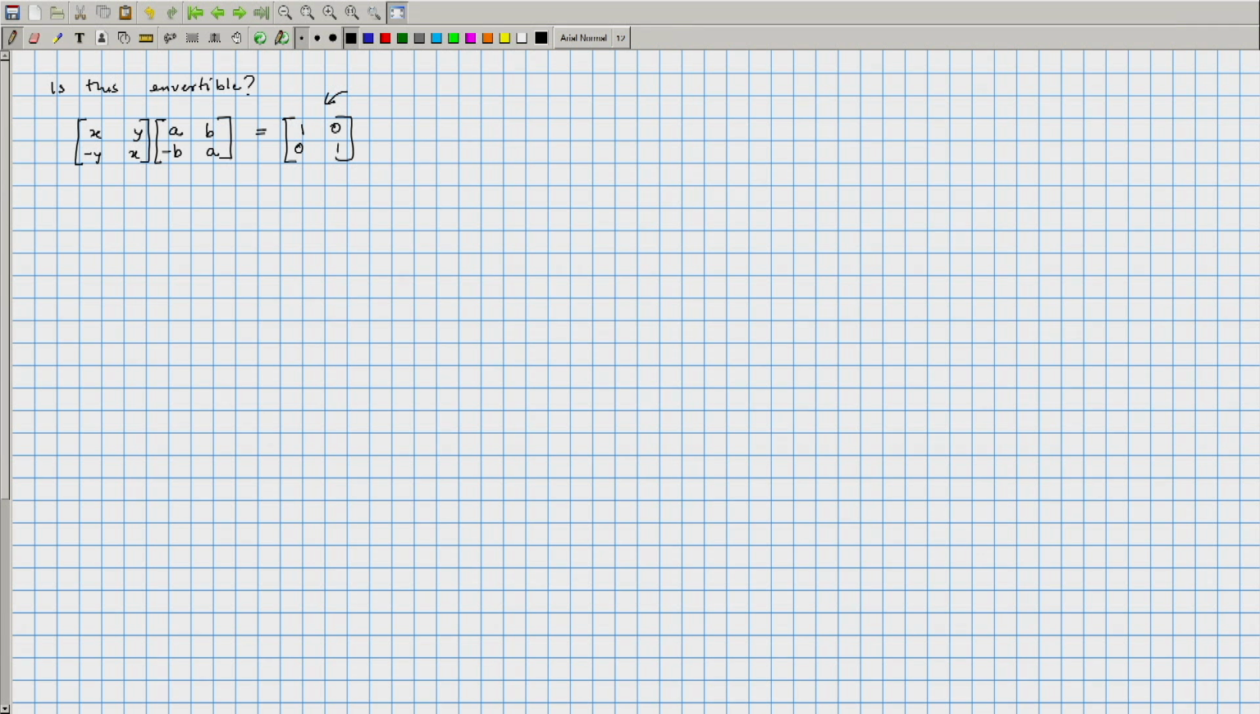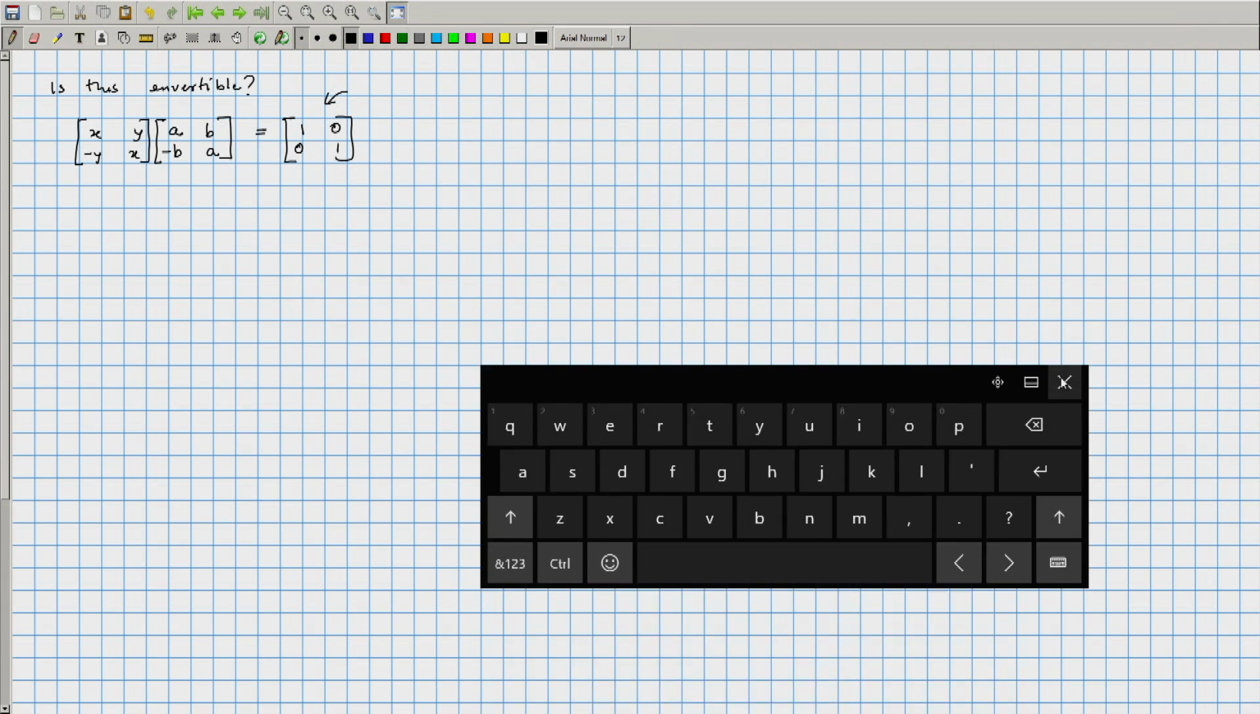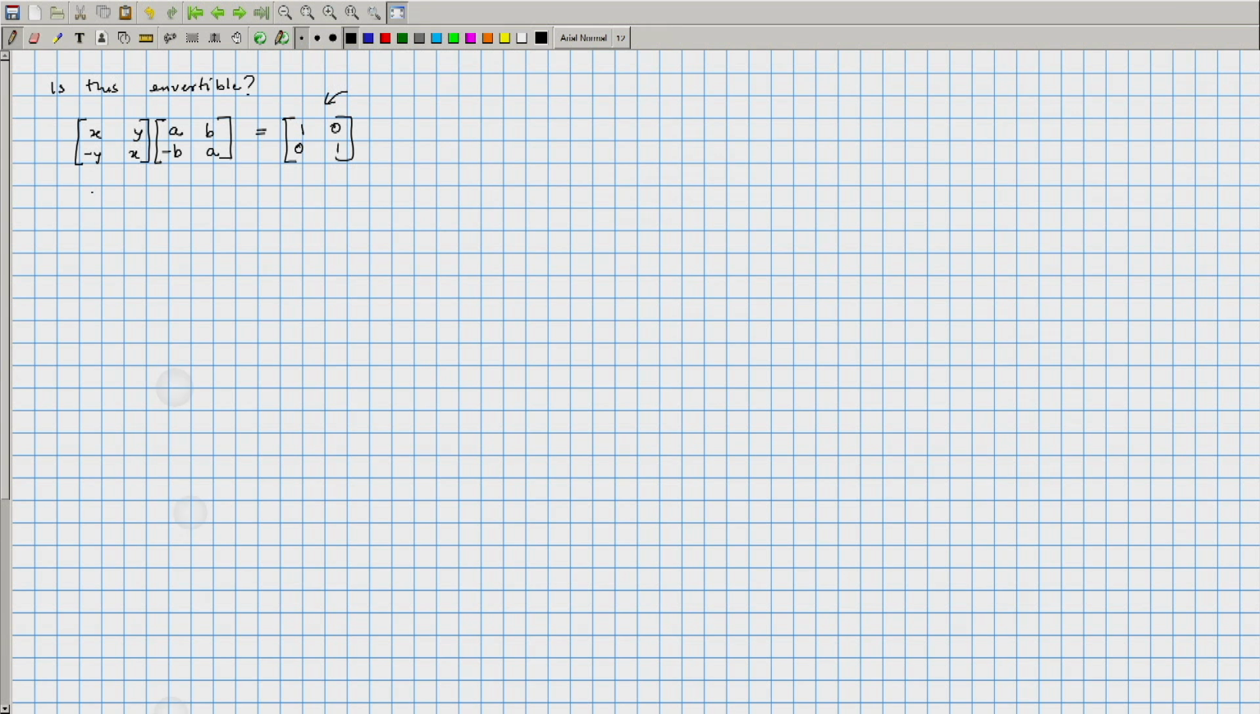So, when will matrices be invertible? Here the requirement is that the product xa minus yb should be equal to 1, that is one of the requirements, and the other requirement is that xb plus ay should be equal to 0. We can solve these simultaneous equations for a and b.